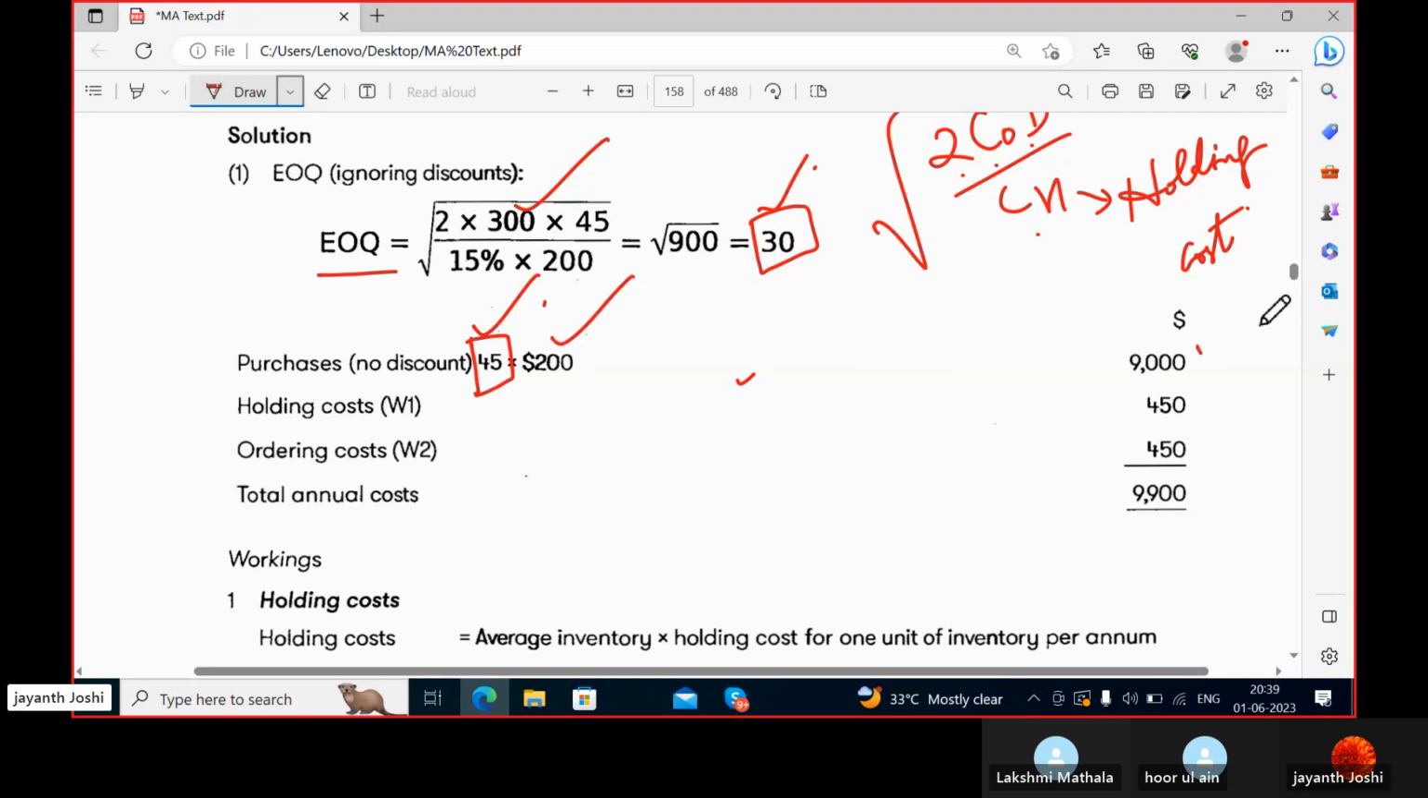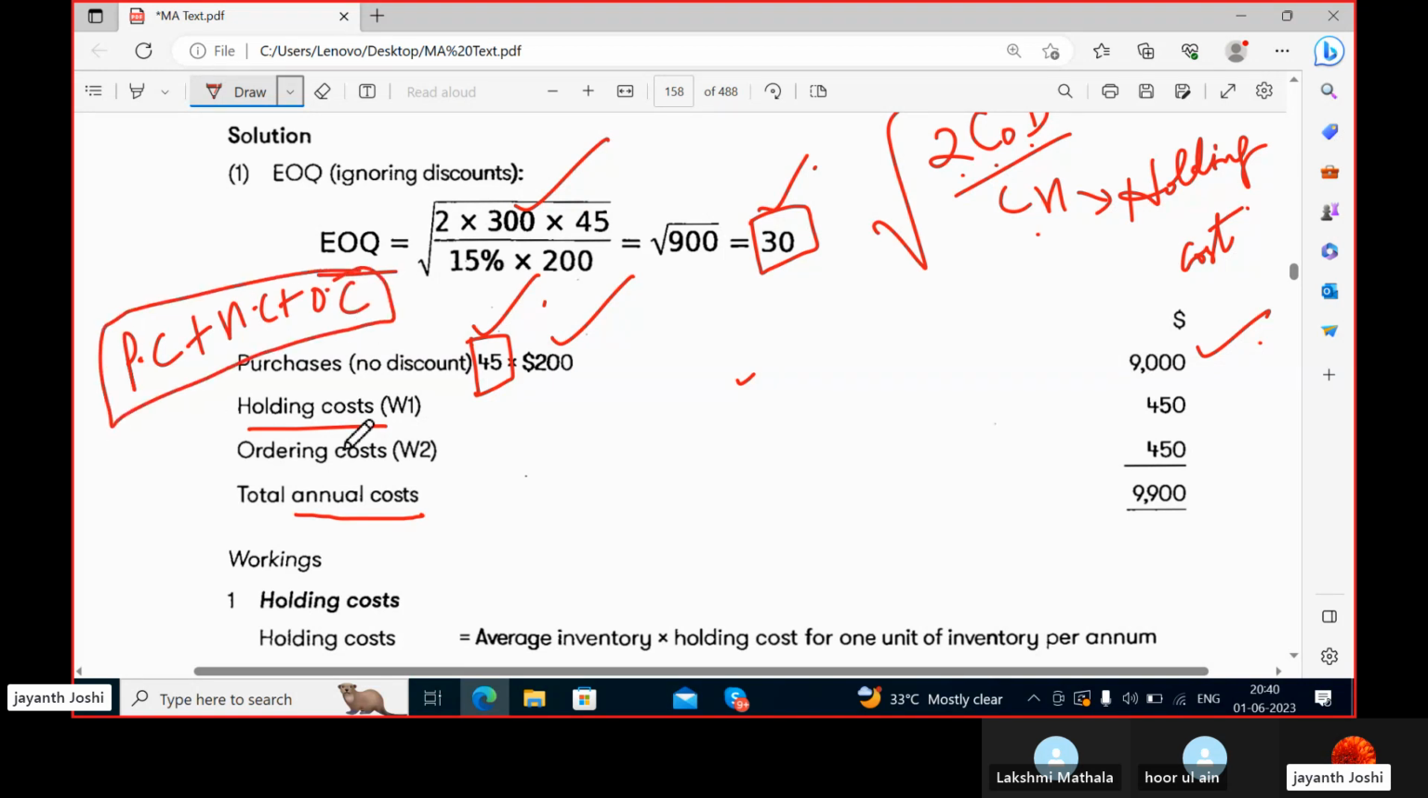9,000 is my purchase cost. This is called purchase cost. We are going to find out the total annual cost. Now comes the holding cost. So what is the total annual cost? Total annual cost is the combination of purchase cost plus holding cost plus ordering cost.